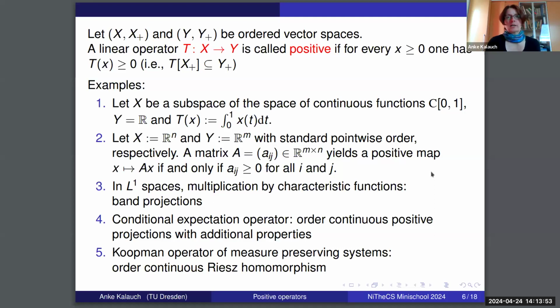Example number 4, conditional expectation operators. These are also positive operators. These are positive projections that are in addition order continuous and have some more additional properties. So they are also examples of our setting here. And number 5, if you start with measure preserving systems and look at the corresponding Koopman operator, these are also positive operators, but they are even more. They are isomorphisms and they are order continuous.